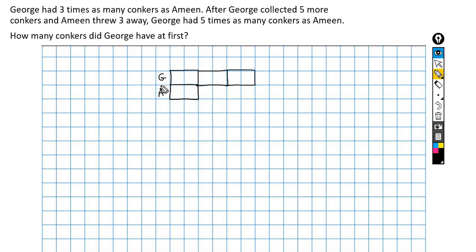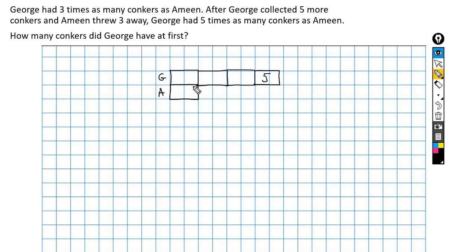Okay, now what happens? We're told that George collected 5 more, so we have to add 5 on to George's amount, and Ameen threw 3 away. I'm going to add an amount on for George. I'm going to label it 5. I don't know how 5 relates to the size of these blocks, so it's not to scale. I've deliberately made it a slightly different size to these basic blocks, but this is an additional 5.